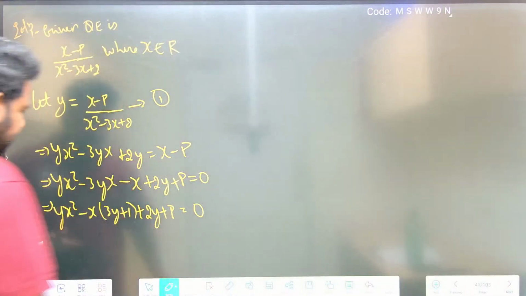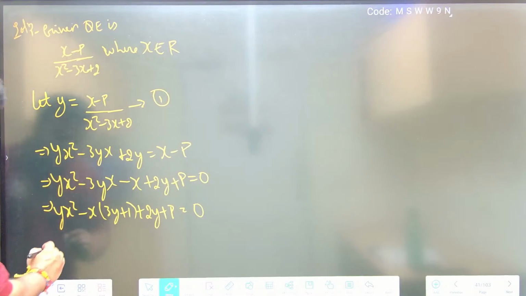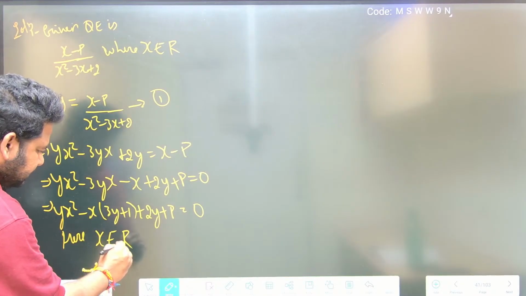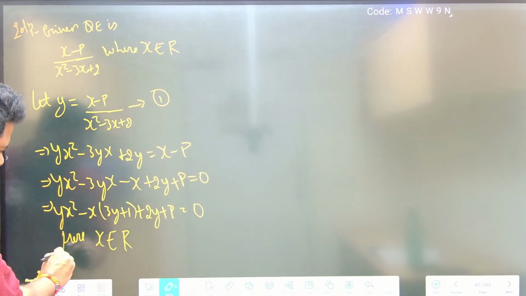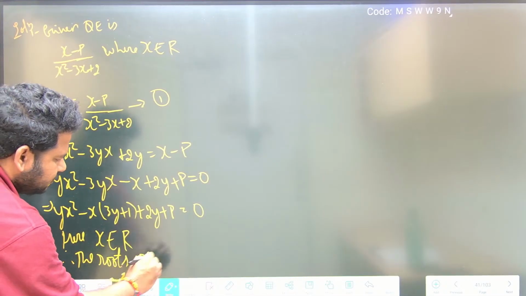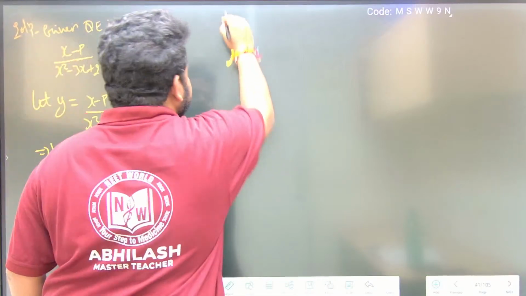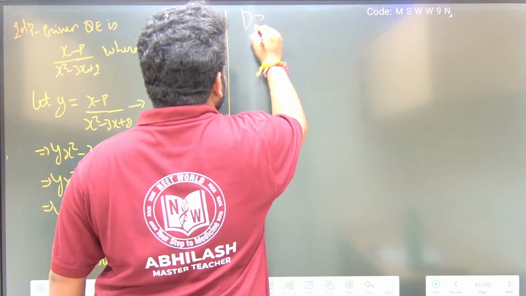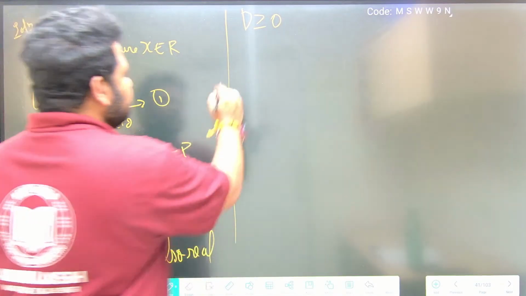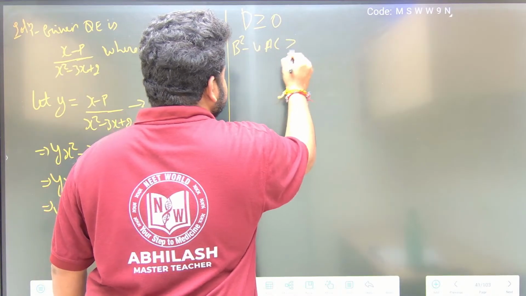Now see here, this is a quadratic equation in x square. Here x belongs to real numbers, therefore the roots are also real, you should definitely write this. That means discriminant D is greater than or equal to 0. Discriminant means b square minus 4ac is greater than or equal to 0.